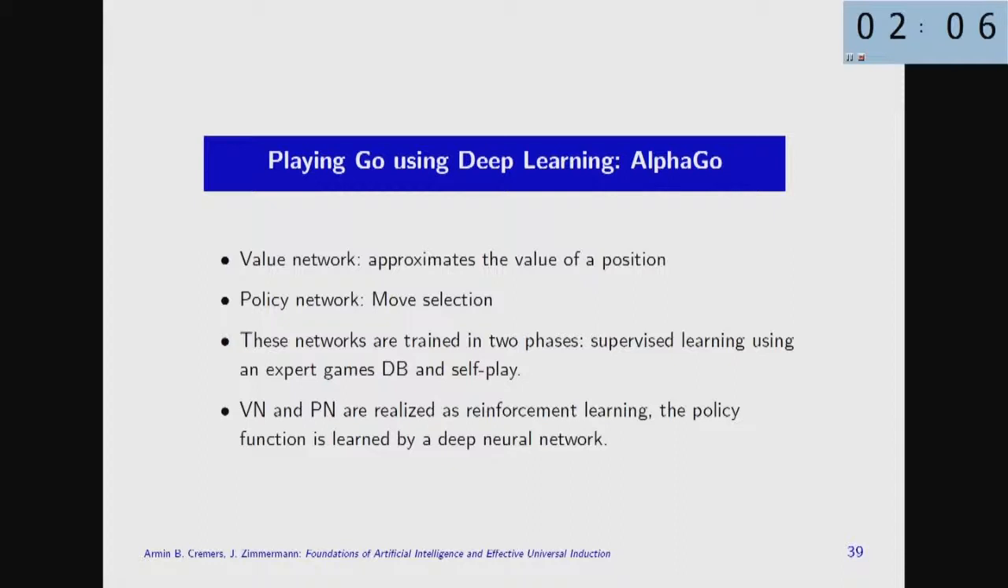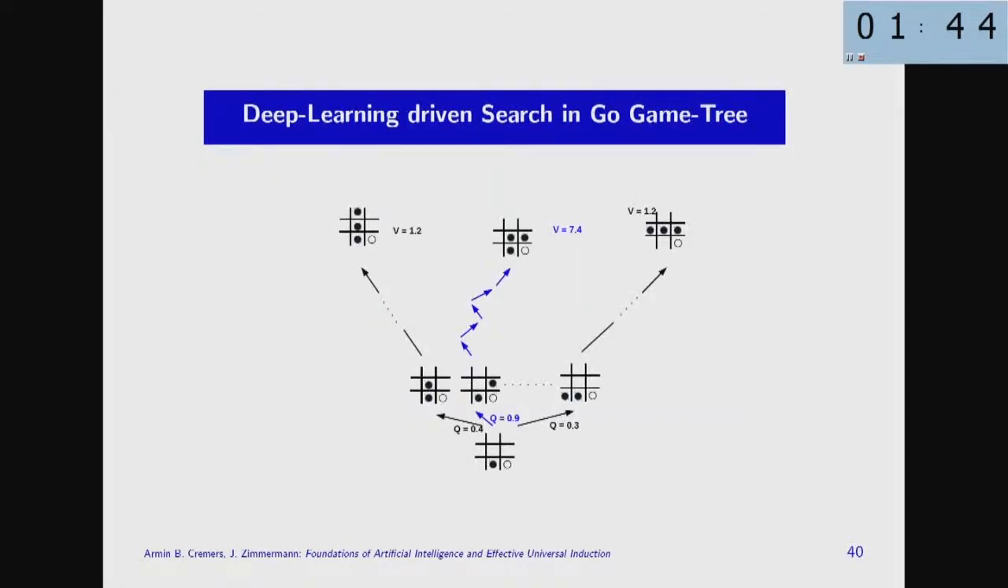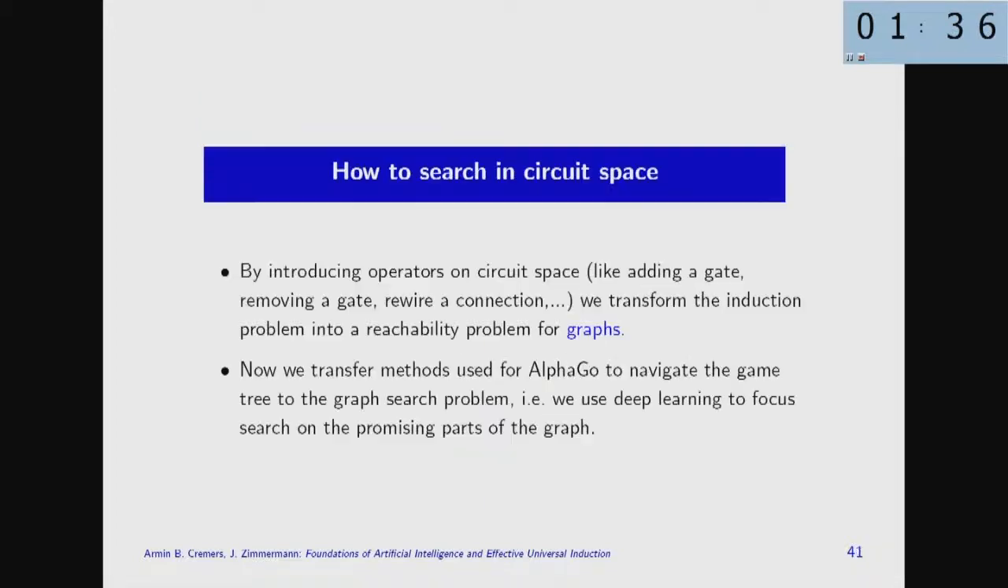These networks are trained in supervised learning, initially with an expert game database, but you all know that in the next phase, AlphaGo Zero had no such database of human expertise, and yet came up with a better solution. So these are breakthroughs of reinforcement learning. Here you see the value network and the policy network, just shown in an example of game states.